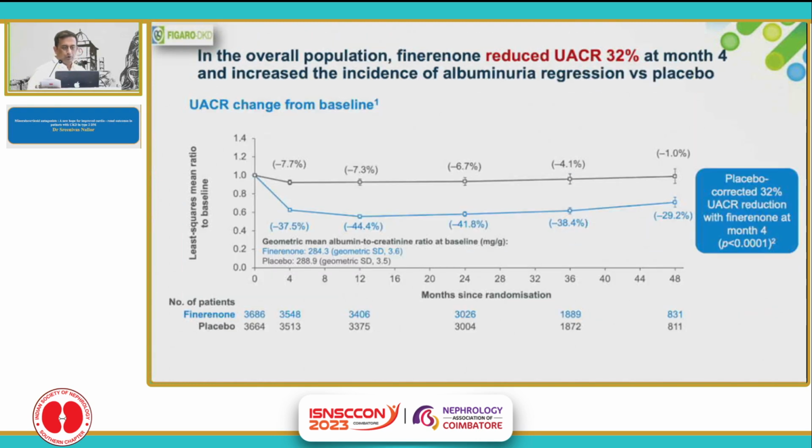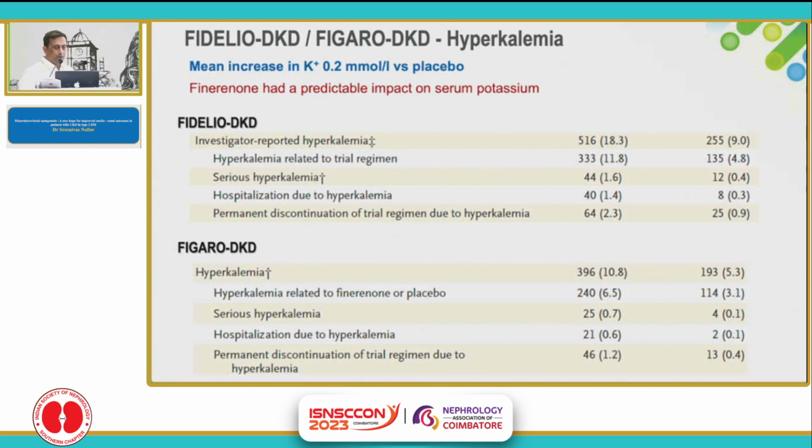So in the overall population, finerenone reduced urine albumin creatinine ratio by 32% at month 4 and increased the incidence of albuminuria regression when compared with placebo. And this was consistent through the study period. Now coming to the problem of hyperkalemia. Through the study in both Fidelio and Figaro, the mean increase in potassium was 0.2 millimoles per liter versus placebo. And finerenone had a predictable impact on serum potassium.